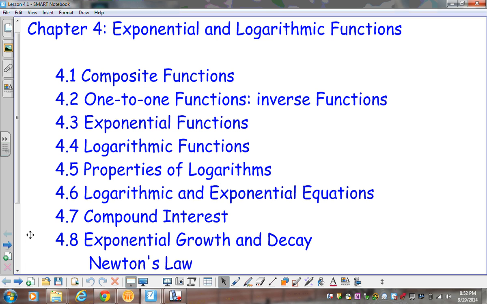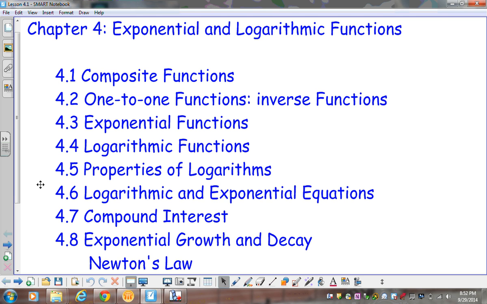Well, we're done with chapter 3. We are moving on to chapter 4. As you can see, it's a little overview of what we're going to be covering in this chapter. We're going to look at some exponential and logarithmic functions. We're also going to go back and review some composite functions, which we did earlier this semester, and look at some one-to-one functions and inverse functions. A lot of that's mainly going to be this week.